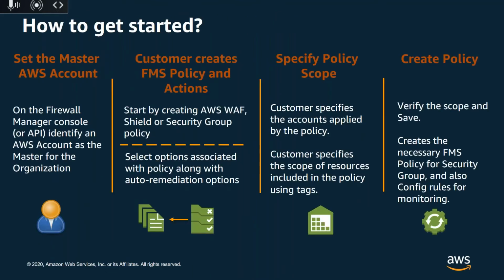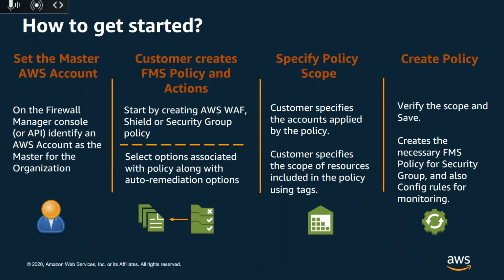Once you've done that, if you want to get started with Firewall Manager, what you can do is start by setting the master AWS account. On the Firewall Manager console or in the API, you want to identify the account that is going to be the master for the organization. And this is going to be the account that, for example, will set the baseline policies.